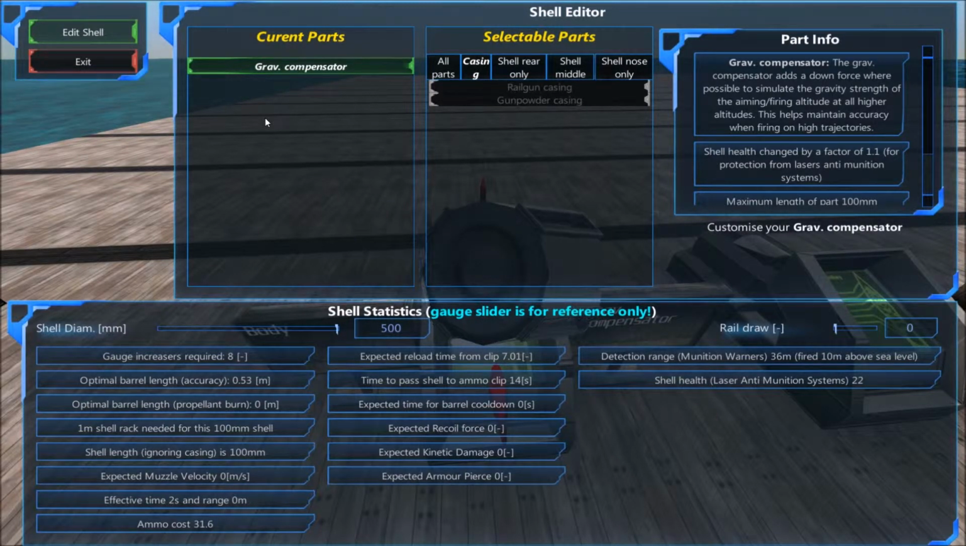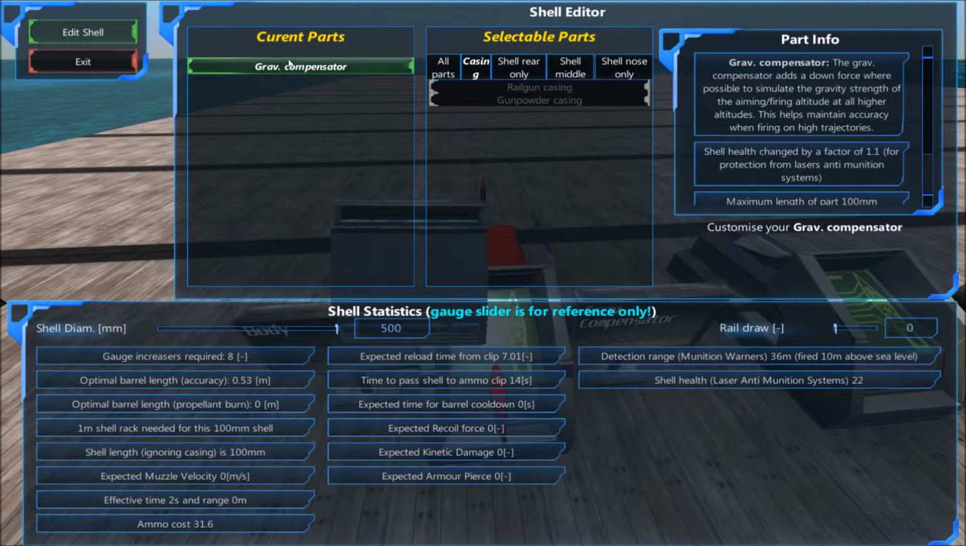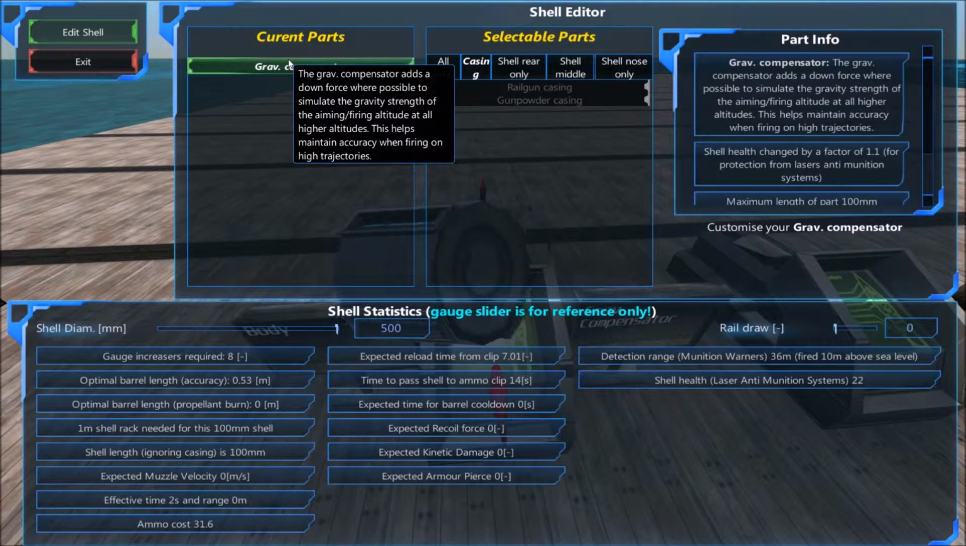Even if you've got a shell that's going like 150 meters per second, which is really, really slow, your shell's hardly going to arc. It's going to arc a little bit, but it's not going to arc much, or not enough to warrant using the gravity compensator. But anyway, what the gravity compensator does is it makes your shell experience the same acceleration due to gravity throughout the entire time your shell is moving. So when your shell is moving through the air, it will experience the same amount of gravity. How that works, I don't know, but there you go.